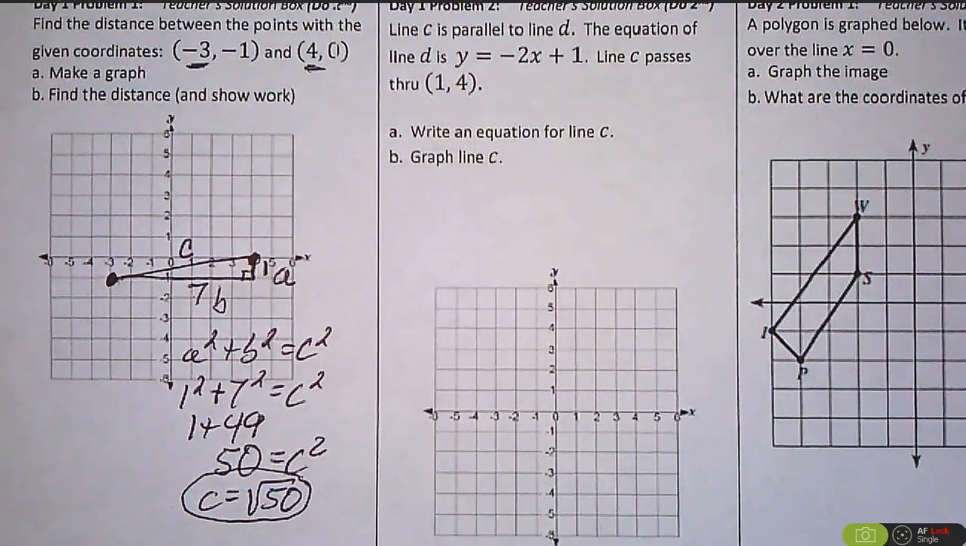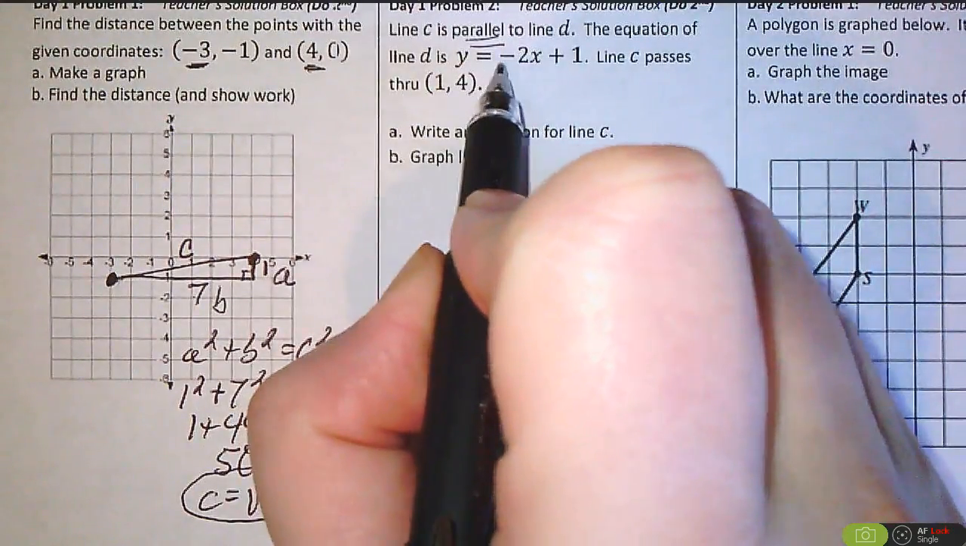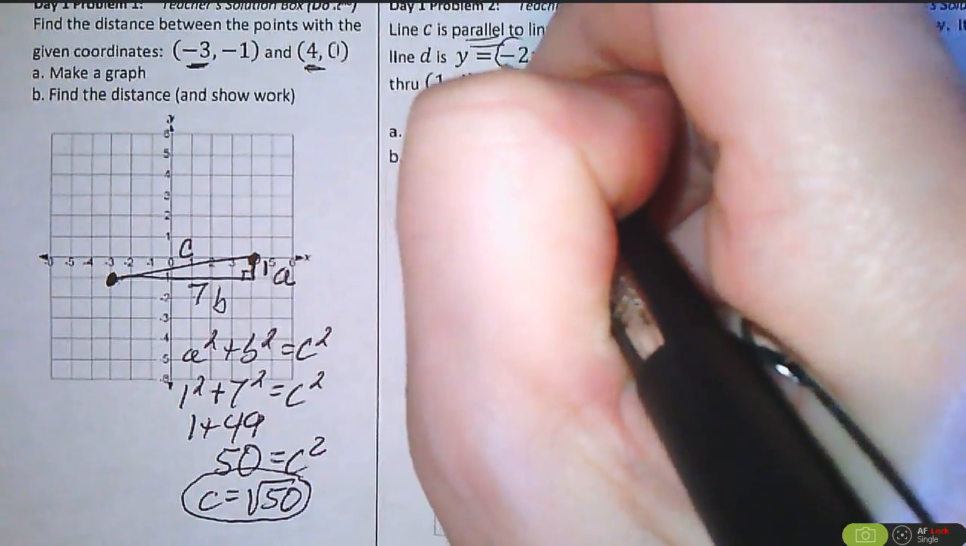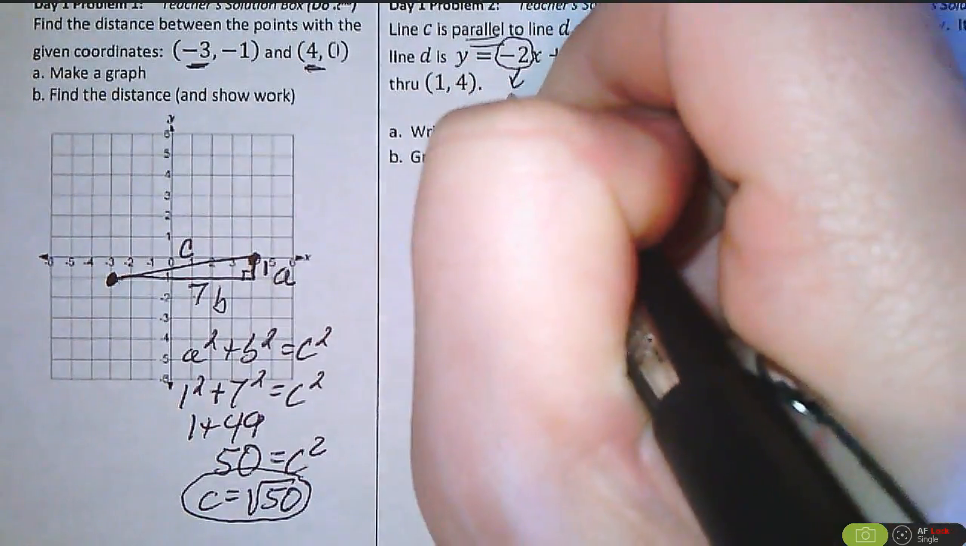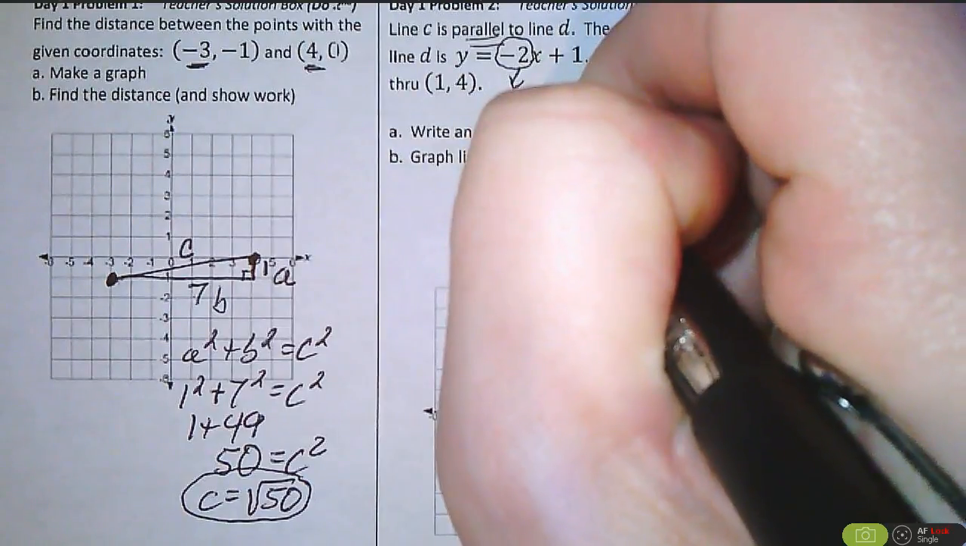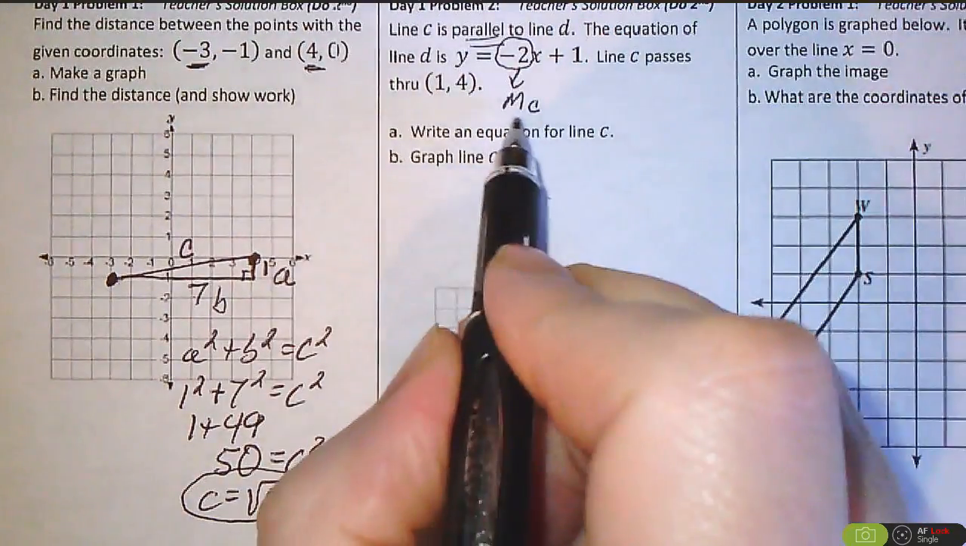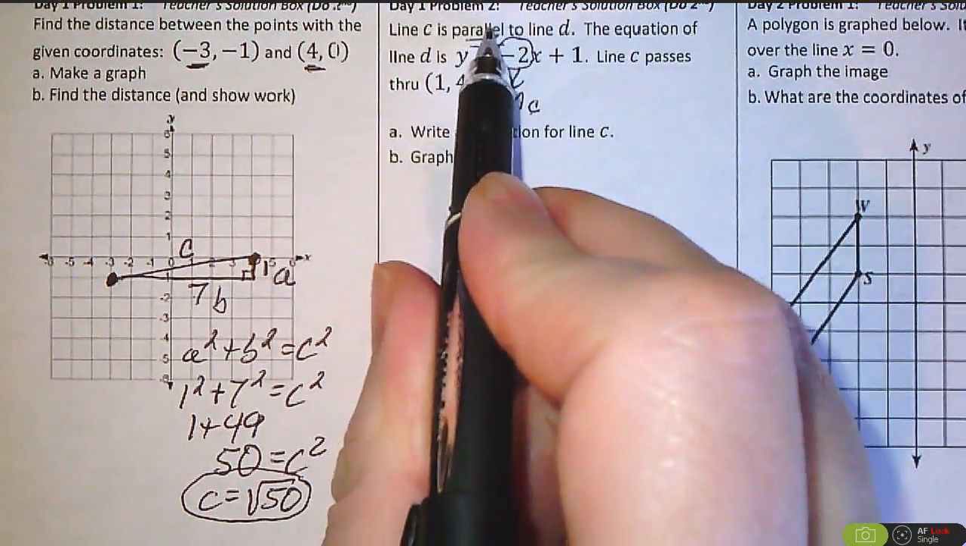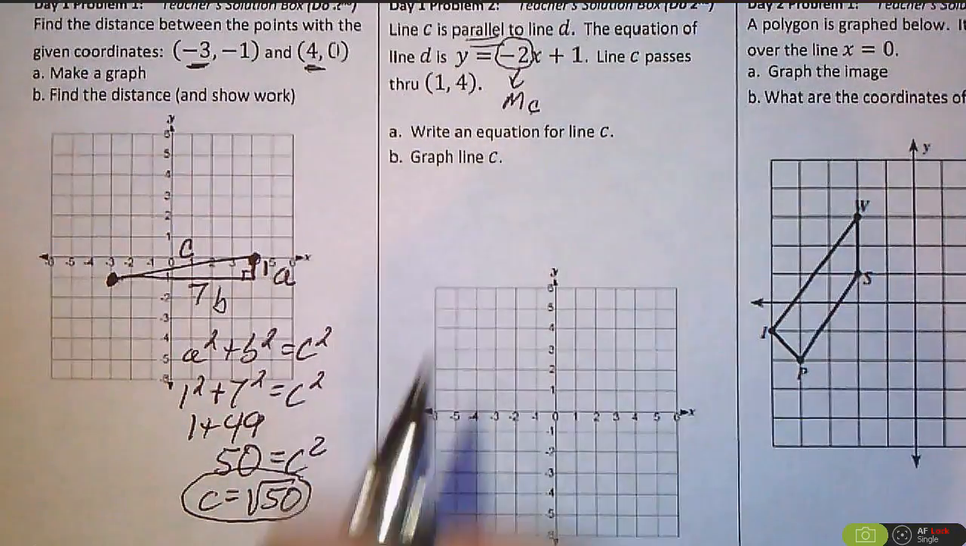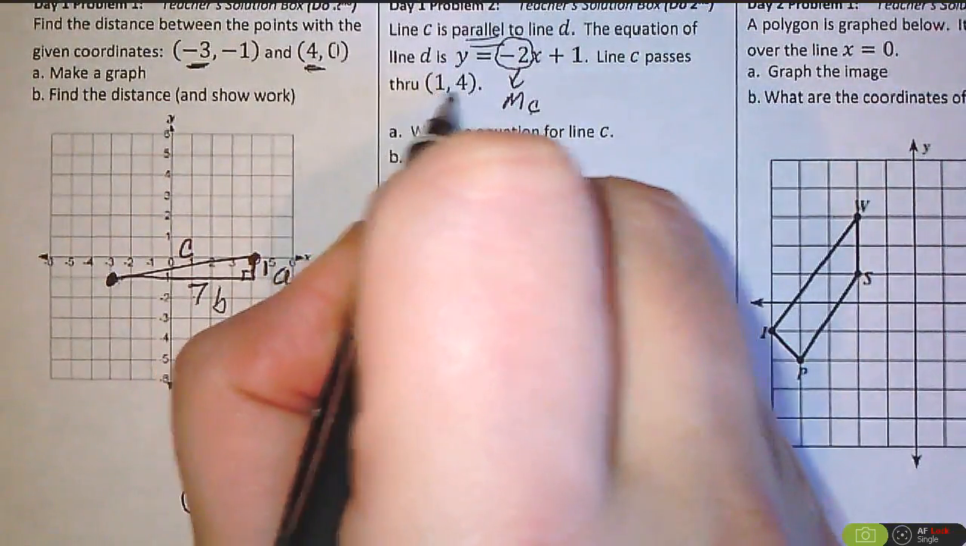Now, day one, problem 2. We're told line C is parallel to line D. That tells us something about its slope. Line C has the same slope as line D. So look here at the equation for line D. That is its slope right there. So this is the slope of line D, but it's also the slope of line C because C is parallel to D. We're also told that line C goes through this point.